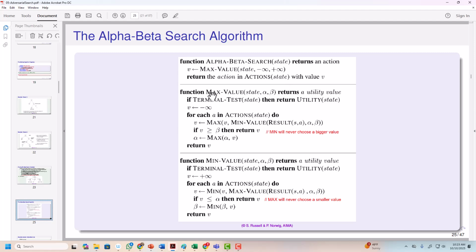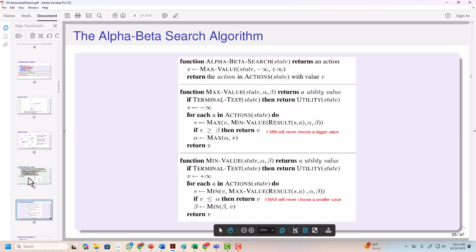So we go to the terminal, the leaf node, and see the utility and set the value. Whenever it's a max node, I set the value to minus infinity, and when it's a min node, I set the value to plus infinity. So this is the overall pseudocode. For max, the value is minus infinity. For min, the value is plus infinity. And then you keep updating them.